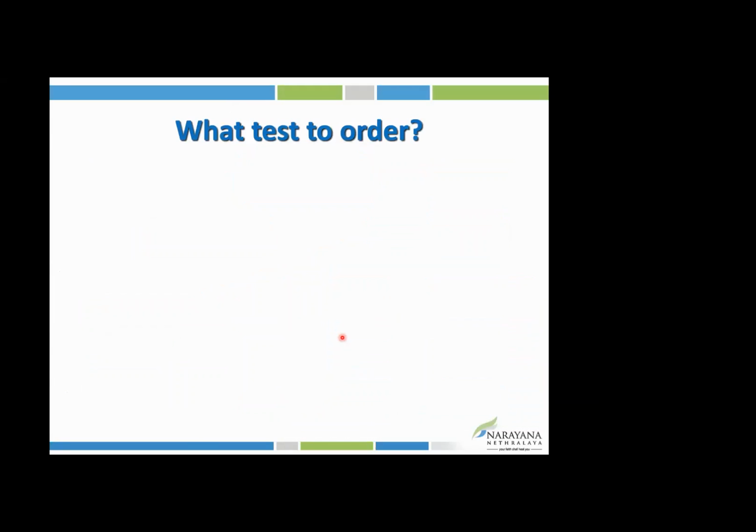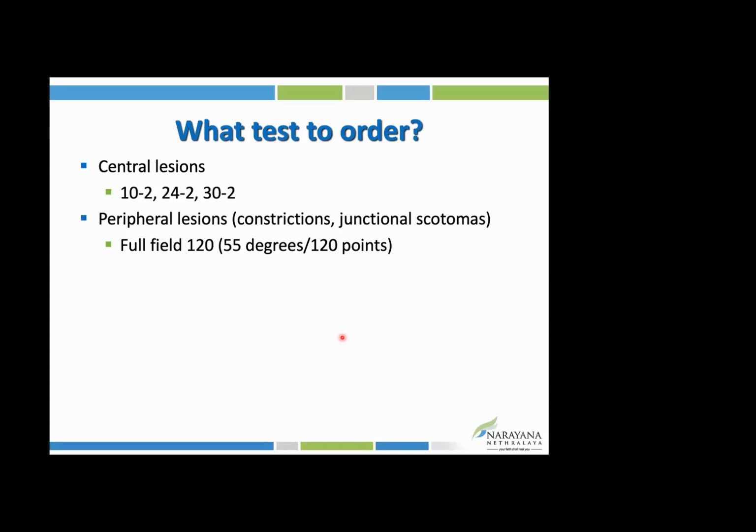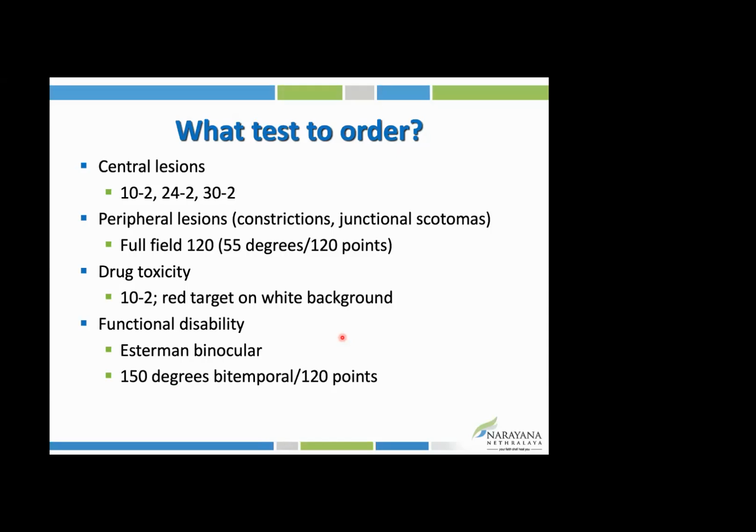So what test do we actually order? Central lesions, we look for 10-2, 24-2, and 30-2. Some people do 24-2, especially in cases where neurologically you are not sure the patient will be able to sit, so fewer points to check. For peripheral field lesions, you need to do the full field 120, like for peripheral constrictions or junctional scotomas. Drug toxicity, 10-2; a red target on white background can also be used. And for functional disability, you can do a binocular test as well. So these are the various tests you should order.